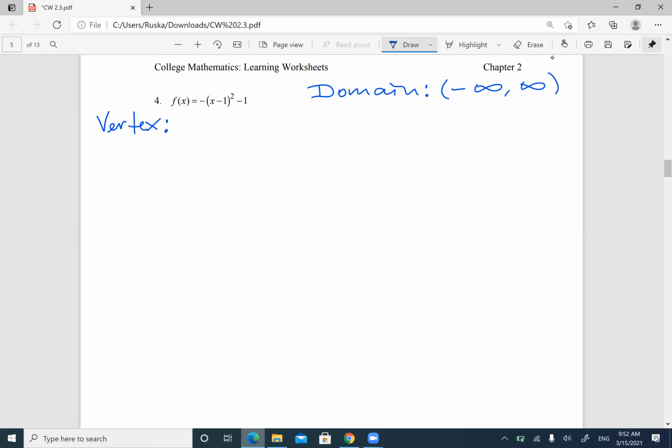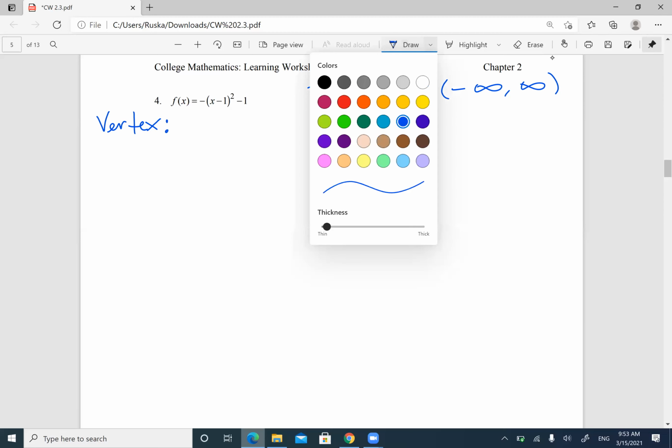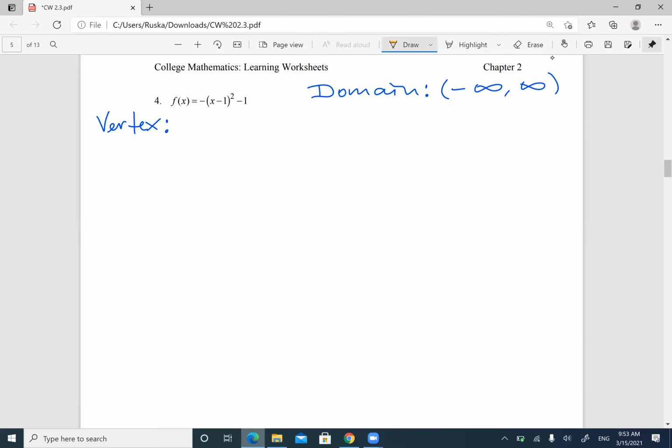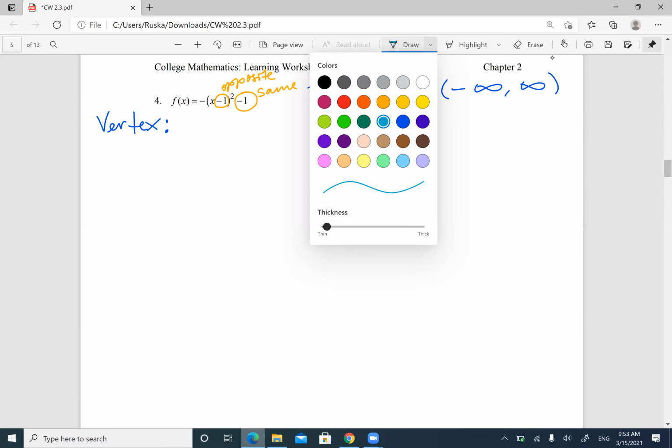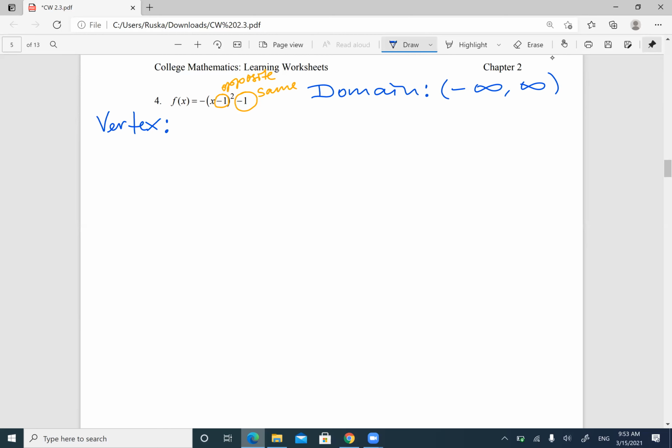Okay, after that, we have to find the vertex. We're going to look at the number next to x and the number by itself. Next to x, we have -1. We're going to get the opposite of this, right? And the number by itself is -1 also, but this one stays the same. Can you tell me what my vertex is? 1 and -1, that's right. The opposite of -1 is 1, and the same number is -1.